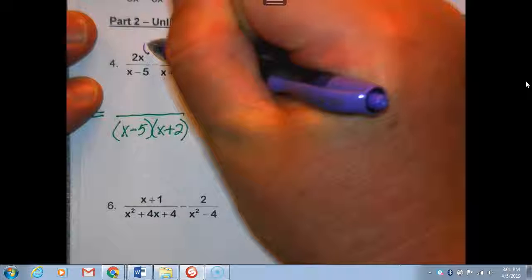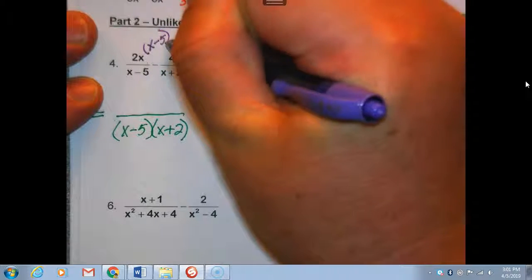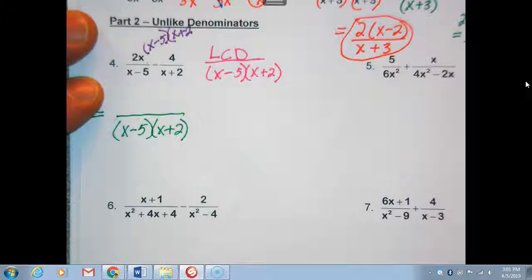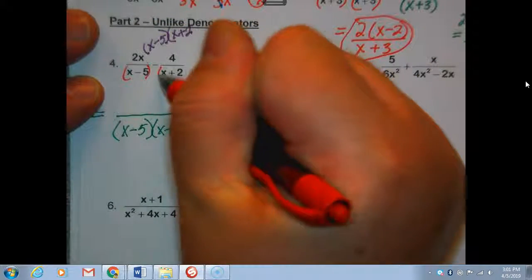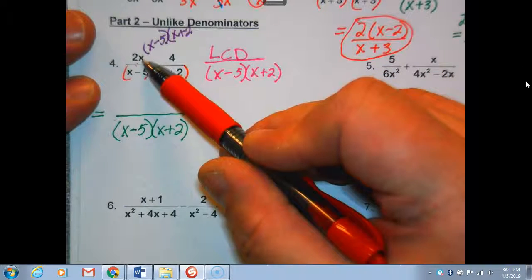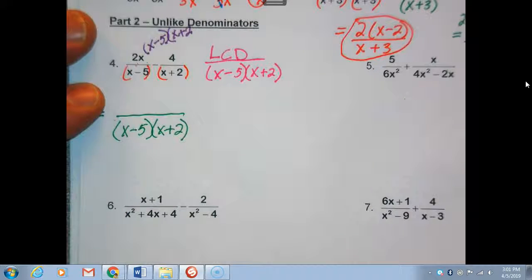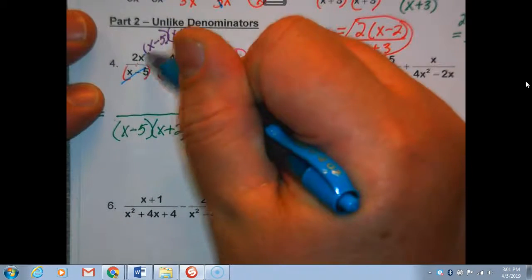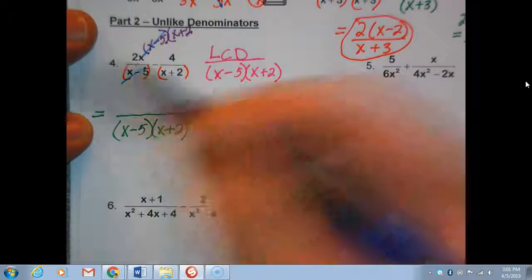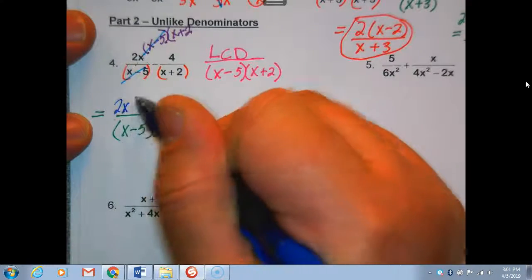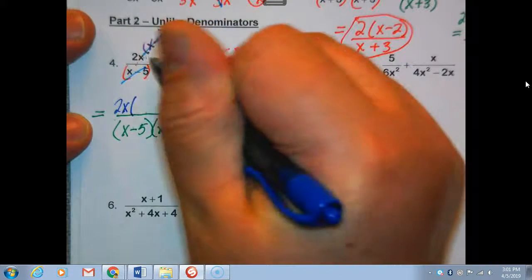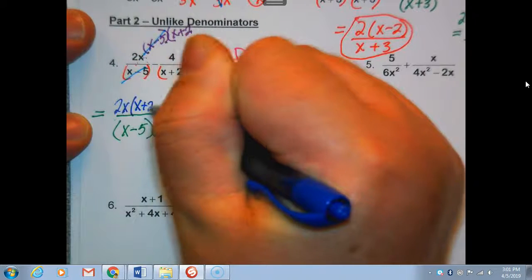So I'm going to multiply the 2x by x minus 5 and x plus 2. Now, don't forget, these are in parentheses. Before I multiply all this and FOIL it out, can I cancel anything out first? The x minus 5's cancel out. So I'm going to have 2x, yep, 2x, but I'm going to write out every step. So I have 2x times x plus 2. Does everybody see that?